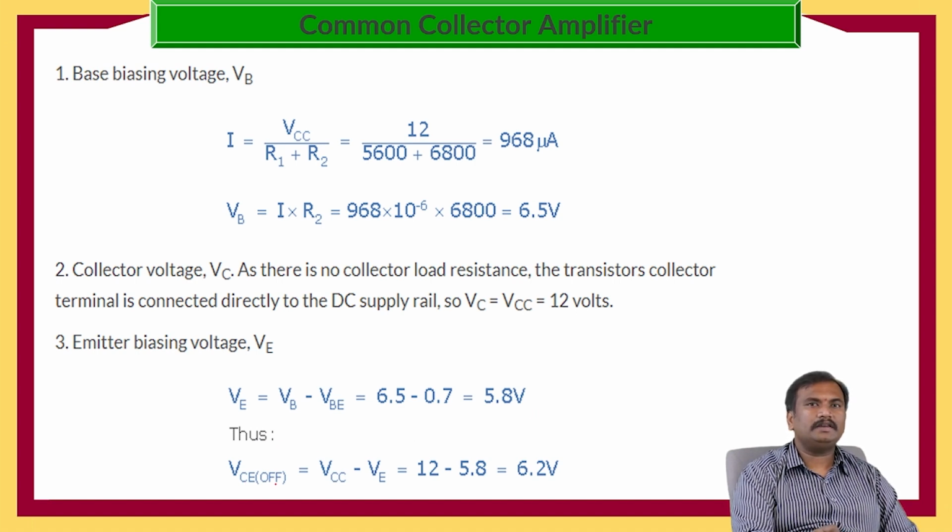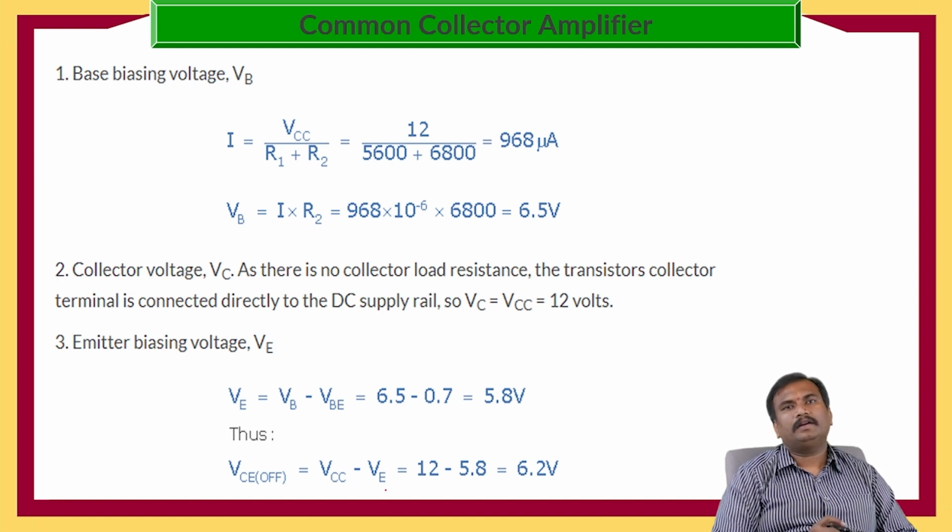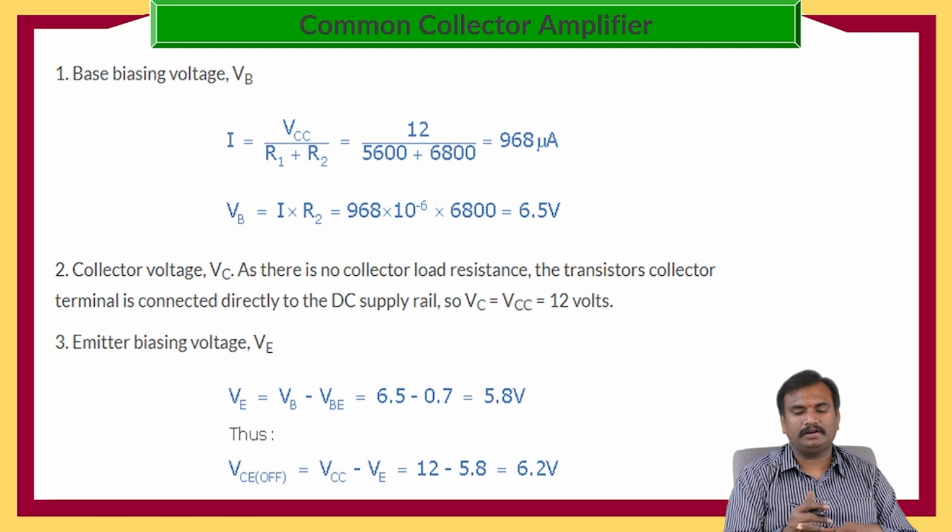Thus VCE under off condition is VCC minus VE. Here the VCE value is nothing but VCC minus the emitter voltage. Here 12 minus 5.8 is equal to 6.2 volts.